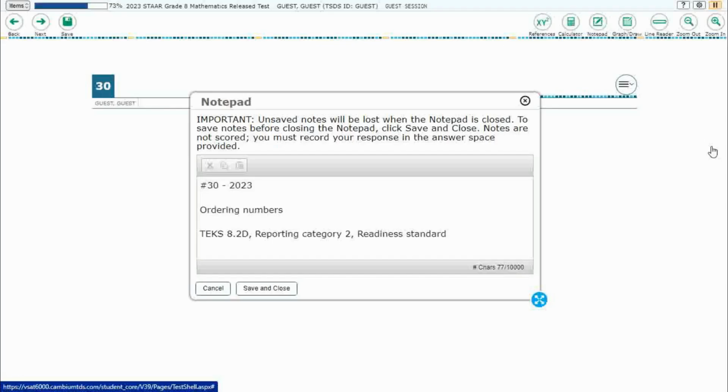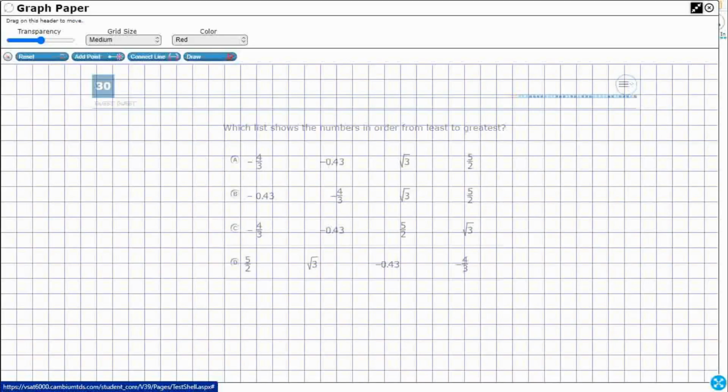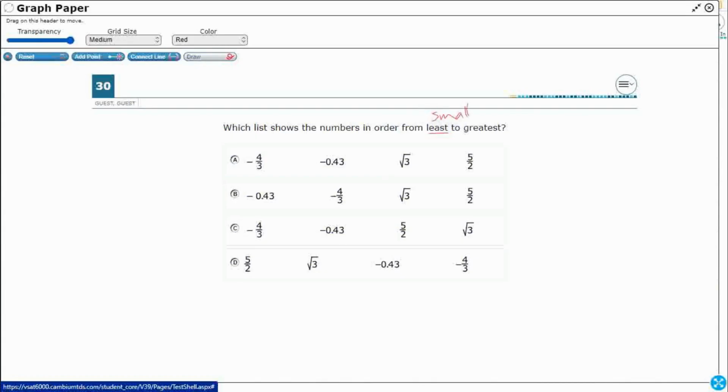For number 30, we are ordering numbers. This is TEKS 8.2D, reporting category 2, a readiness standard. We simply need to put these in order from least to greatest. So let's make sure we underline that. That's going to be very important, right? So we want the smallest to the largest.